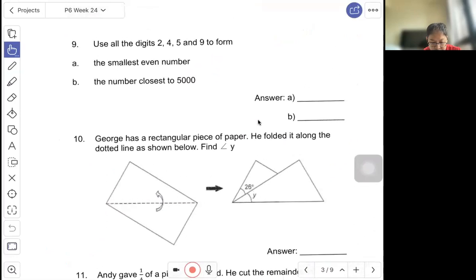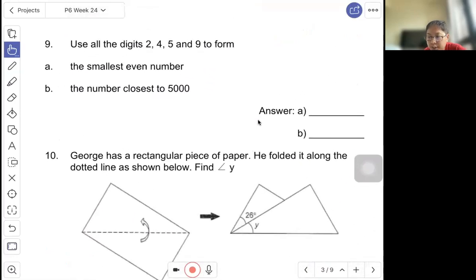Question 9. Mr. Tan gives you 1 minute to do question 9.